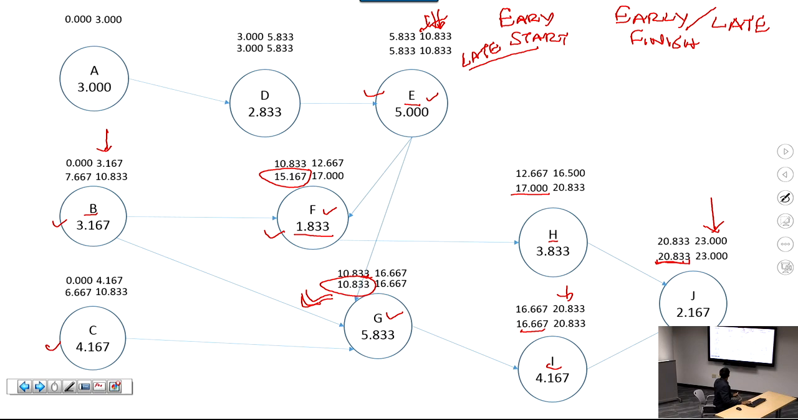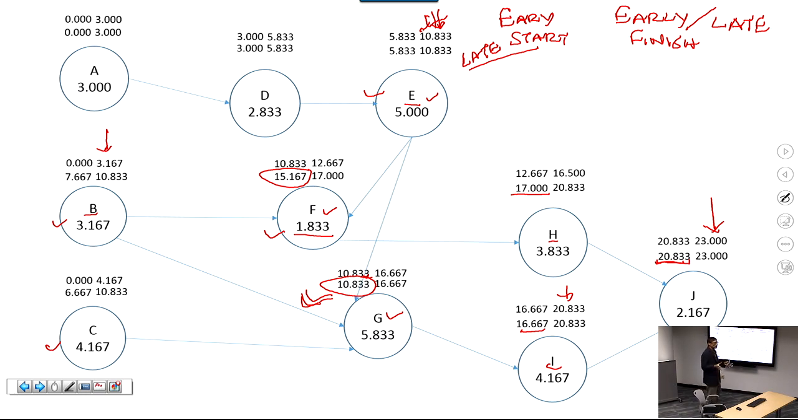Finally, looking at A, if D must start at 3, then A must finish by 3. Subtract the time for A, and that's the late start for A. That completes your backward pass. And this is your entire critical path method, right? The critical path method protocol applied to this particular project.